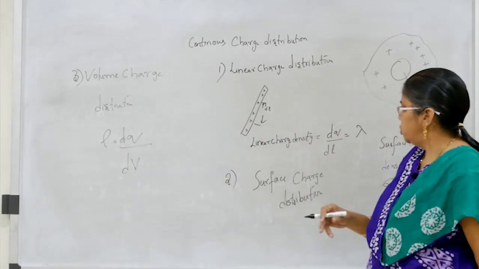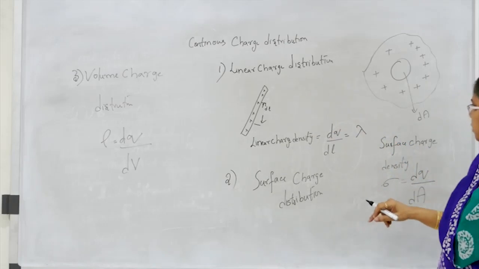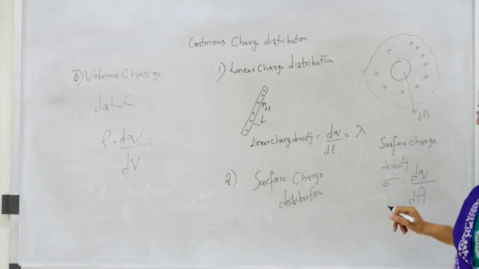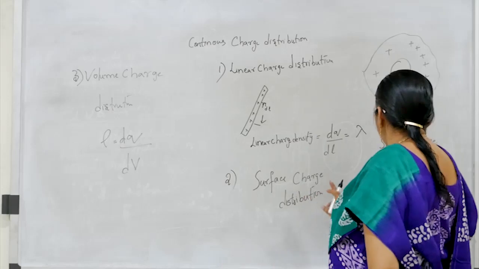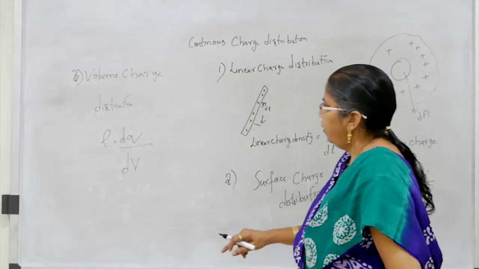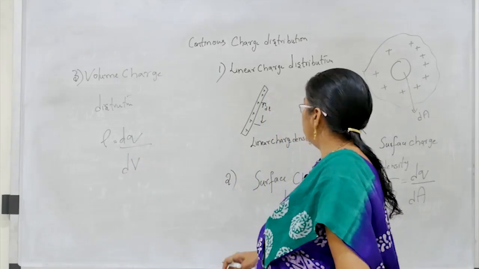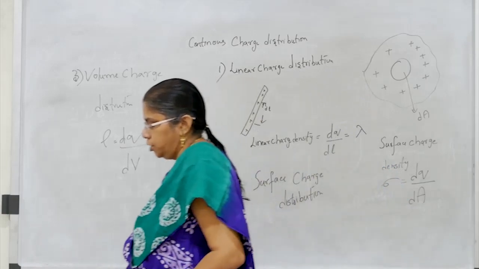Three types of charge distributions. One is linear charge distribution, that is given by dq by dl. Next is surface charge distribution, that is given by sigma is equal to dq by dA. And volume charge distribution, rho, is given by dq by dv. So these are the three types of charge distributions.